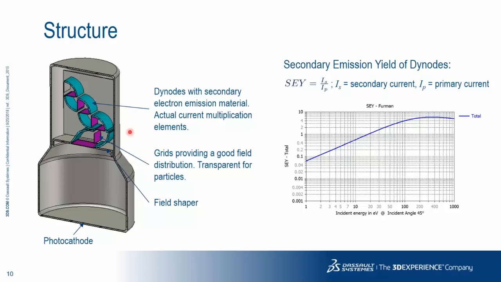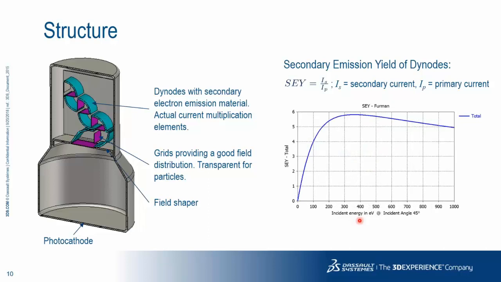The material of these dynodes, as said, is meant to amplify the electron current. So we see here the SEY, which typically is described in terms of how much current, or what the amplification factor of the current is, versus the input or the collision energy of the incoming particles.